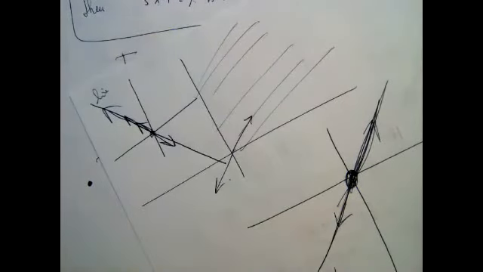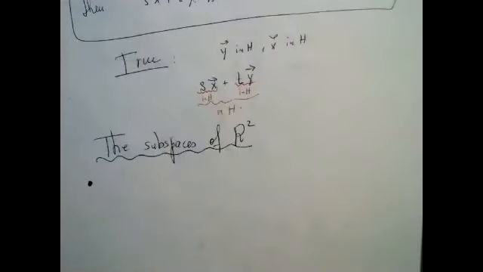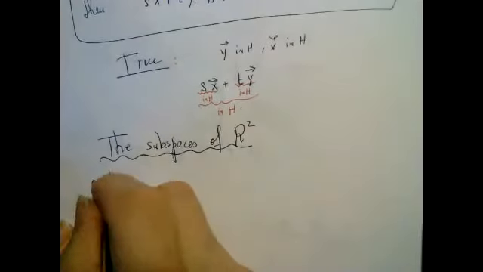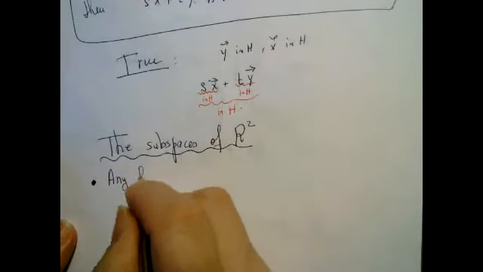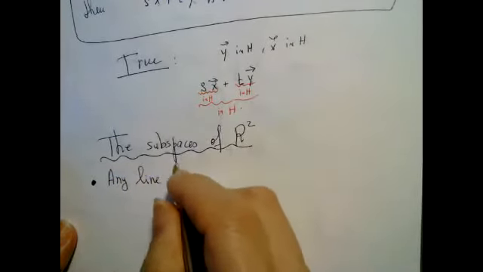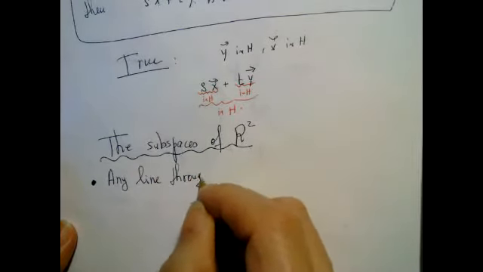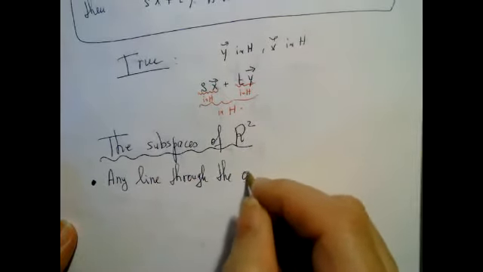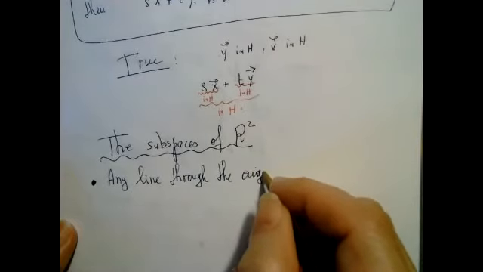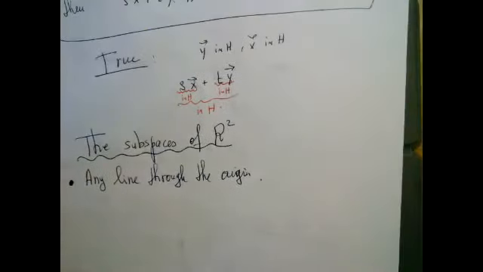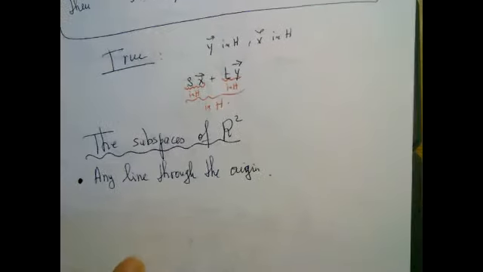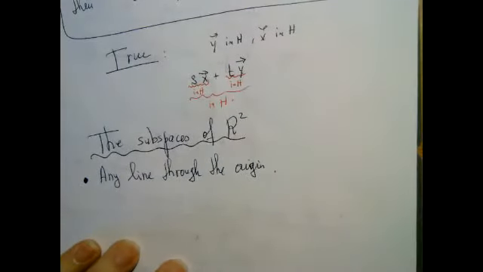Is this the only one? Try to generalize. What's going to be the generalization of that? Any line through the origin. Any line through the origin is a subspace. Important: any line through the origin is a subspace. Now, what other subspaces are there?